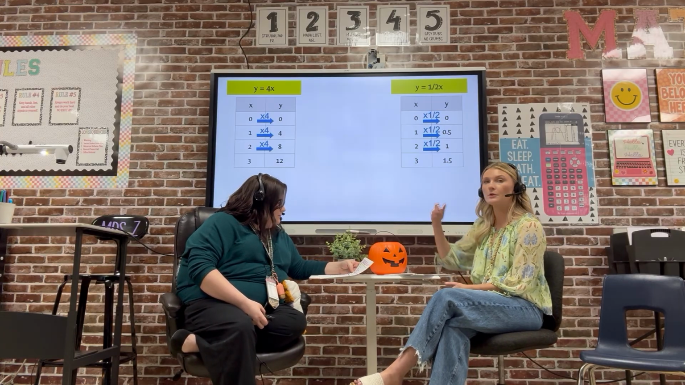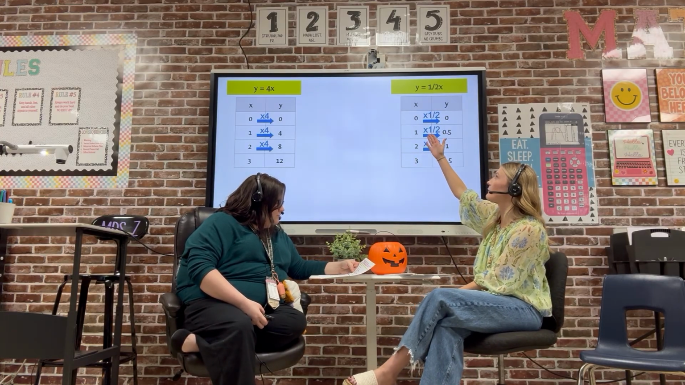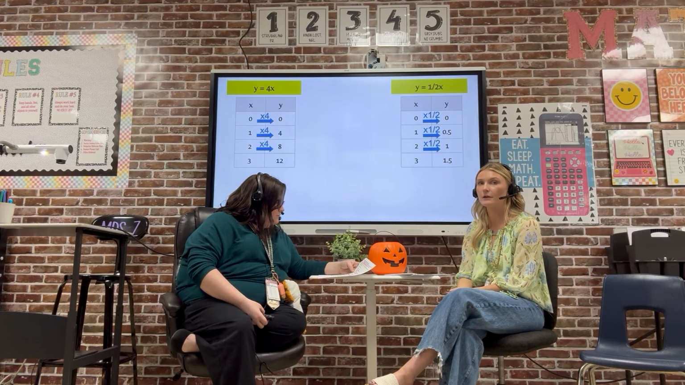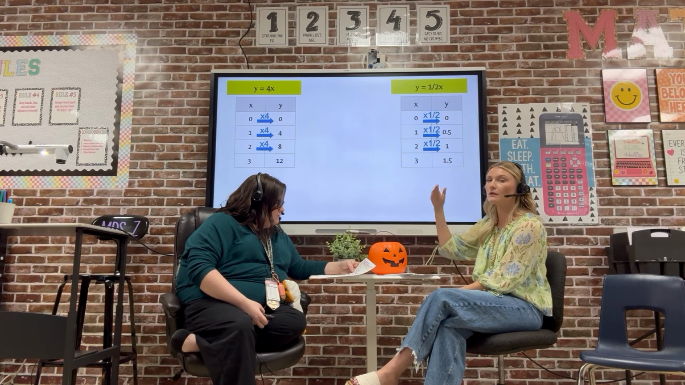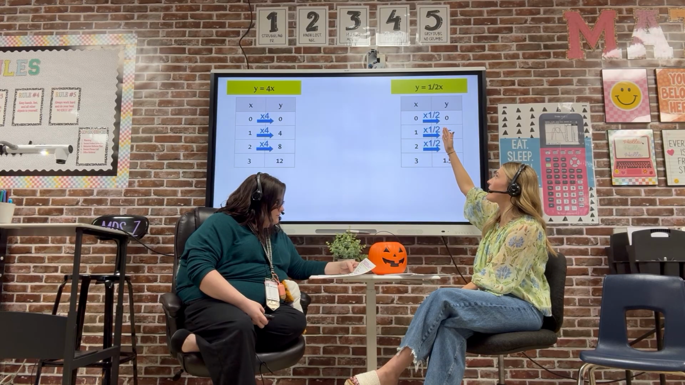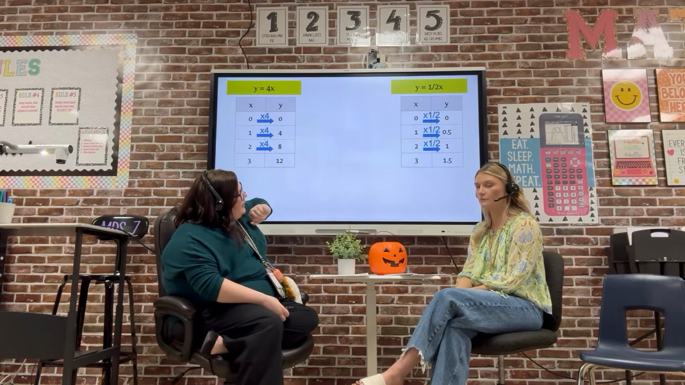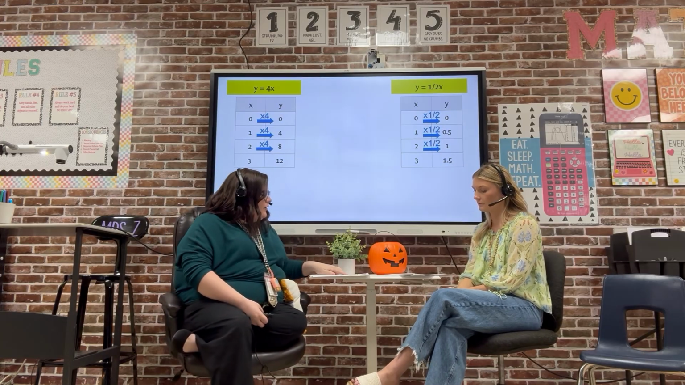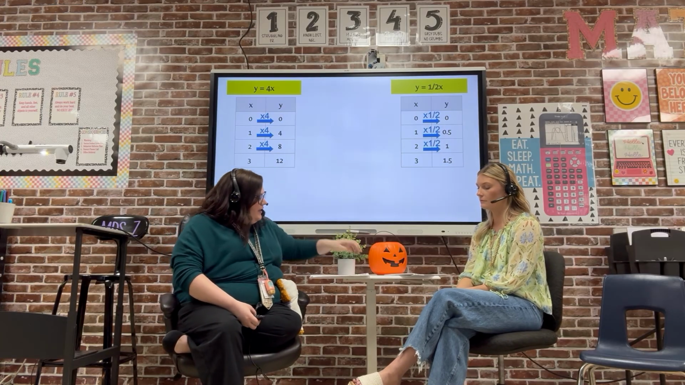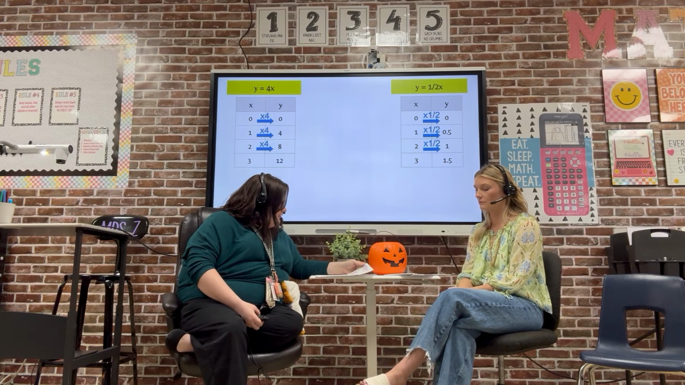Perfect. Example 2, you notice kind of the same thing, except to get from x to y, we're multiplying by a half. We still cross the origin, and we still have a direct correlation between our x and y values. Exactly. This time, we're just multiplying by 1/2. So it's slower growth, but y is still increasing as x is increasing.